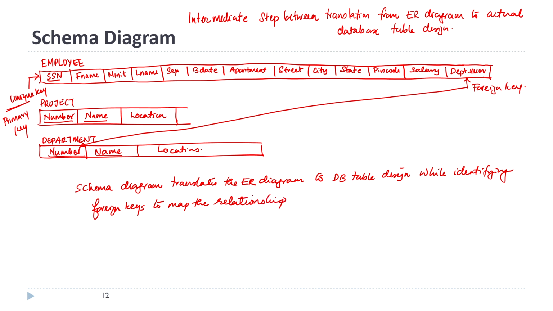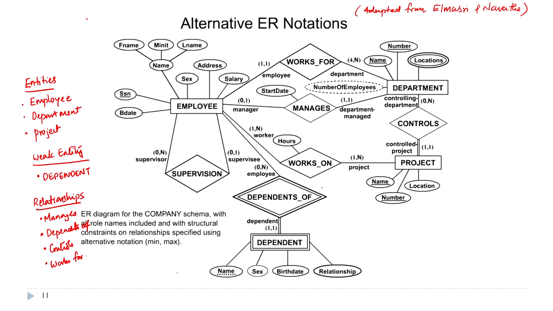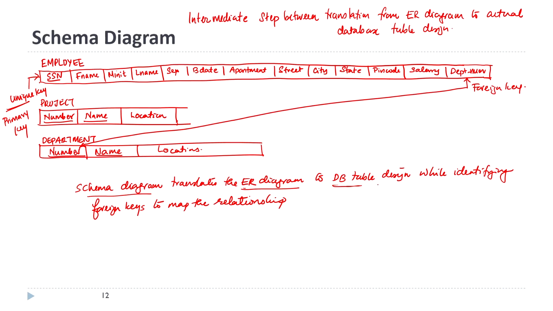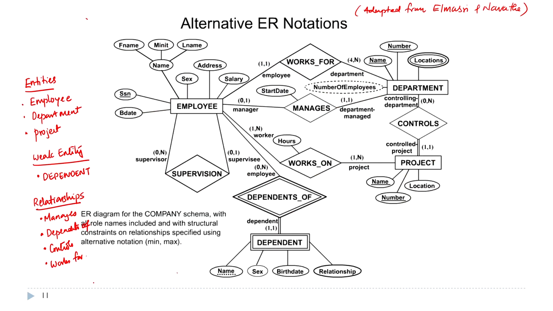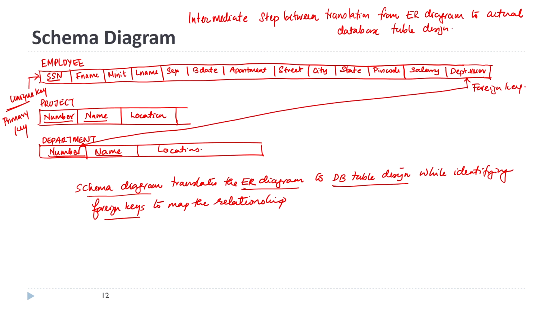The reason why we use a schema diagram is to convert the diagram, the entity concept, whatever we drew, and translate those into a DB table design. You want to design the database tables, while you also want to identify the foreign keys. How do you embed these relationships, works for, manages, controls, works on, etc., into different tables by linking various columns? That is the main advantage of creating a schema diagram. This is an intermediary translation part.